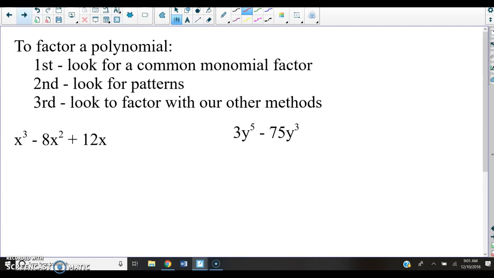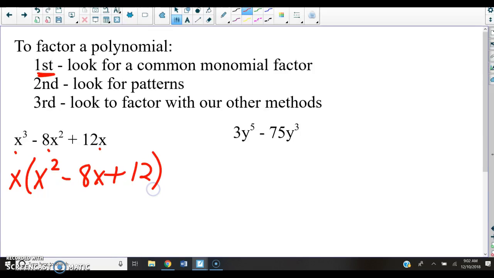Okay, when you're factoring a polynomial, first, look for a common monomial factor. In this case, we got x cubed, negative 8x squared, 12x. We can take an x out. On the second one, we got 3y to the 5th minus 75y cubed. Notice we can take a 3 out of both, and we can take y cubed out of both. So that would be y squared minus 25.